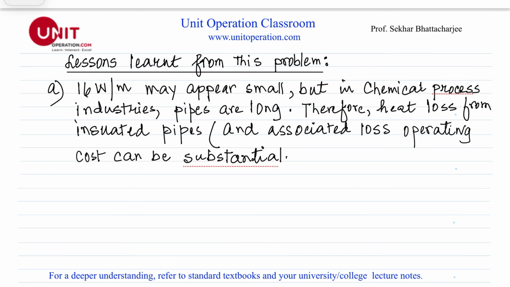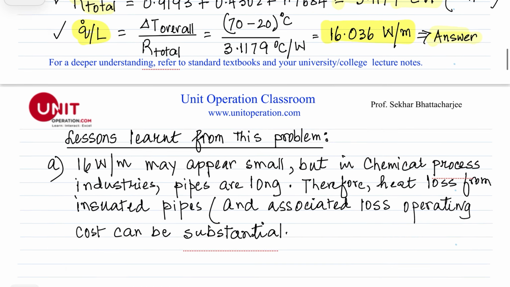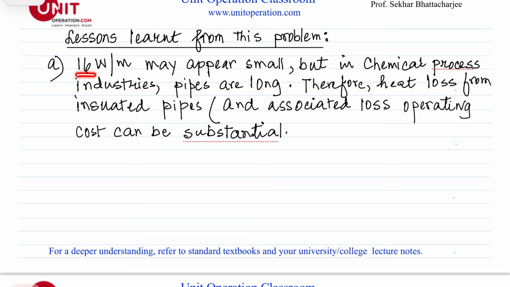What are the lessons learned? So this is my answer. Lessons learned from this problem: 16 watts per meter appears to be very, very small, but in chemical processes in industry, pipes are very long. It could be as long as maybe 100 meters. So in that case, there will be a substantial amount of heat lost.